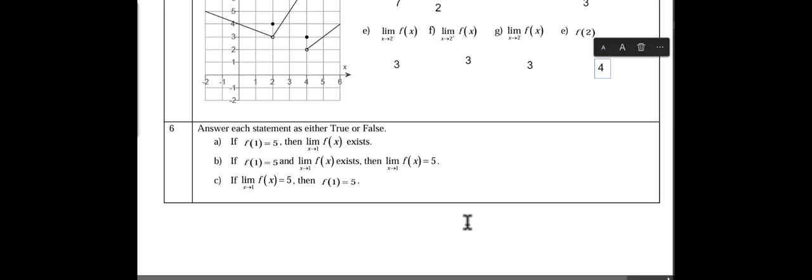The statement here is either true or false. If f of 1 equals 5, then the limit as x approaches 1 of f of x exists. Not necessarily so. Whether the function exists or not has no relationship to whether the limit exists. B, if f of 1 equals 5 and the limit as x approaches 1 of f of x exists, then the limit as x approaches 1 of f of x equals 5. Not necessarily. That would be true if it was continuous, but it doesn't say it's continuous. If the limit as x approaches 1 of f of x equals 5, then f of 1 equals 5. Again, not necessarily. Those are all false.